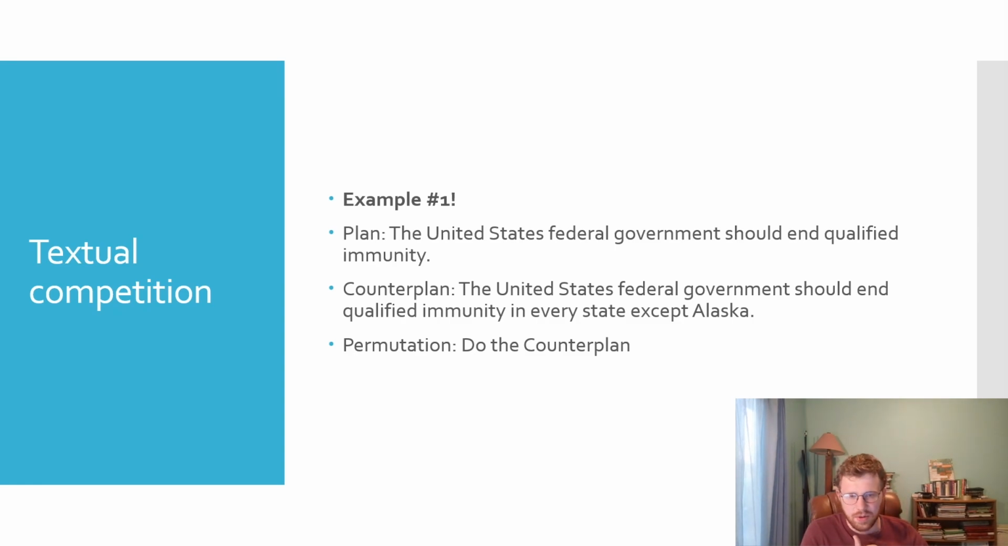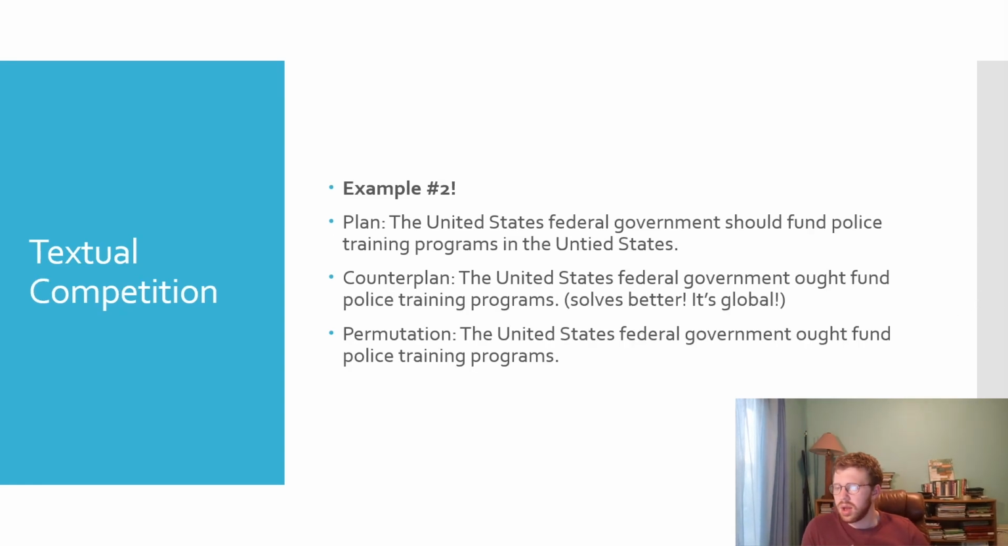The second example. The plan is the federal government should fund police training programs in the United States. The counterplan is the United States federal government ought to fund police training programs. And it doesn't include the phrase in the United States, and so the neg could argue that this solves better because it funds police training programs globally. It solves global police brutality.